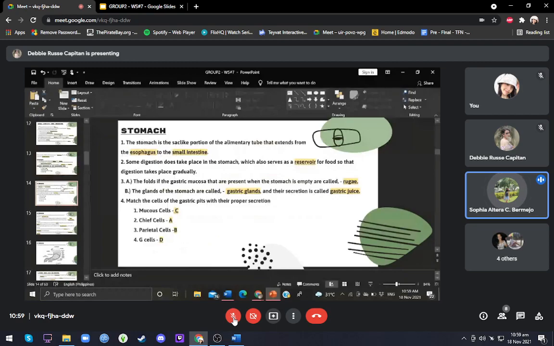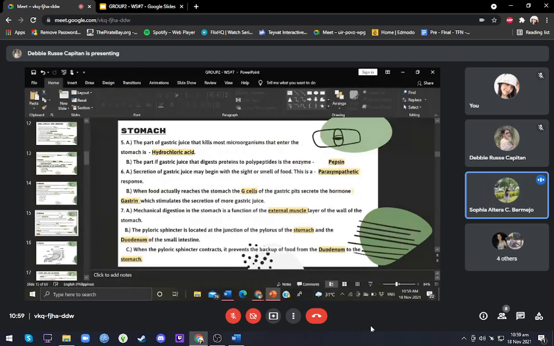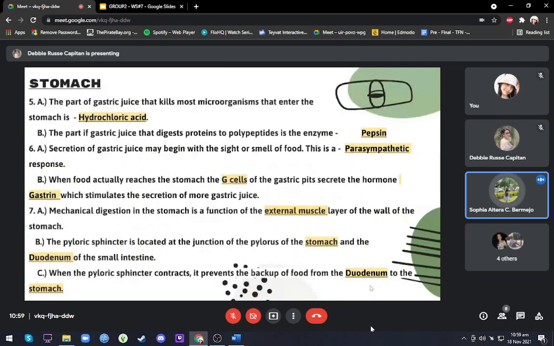So, moving on to the stomach. Letter A, the part of the gastric juice that kills most microorganisms that enter the stomach is hydrochloric acid. Letter B, the part of gastric juice that digests proteins, the polypeptides, is the enzyme pepsin.